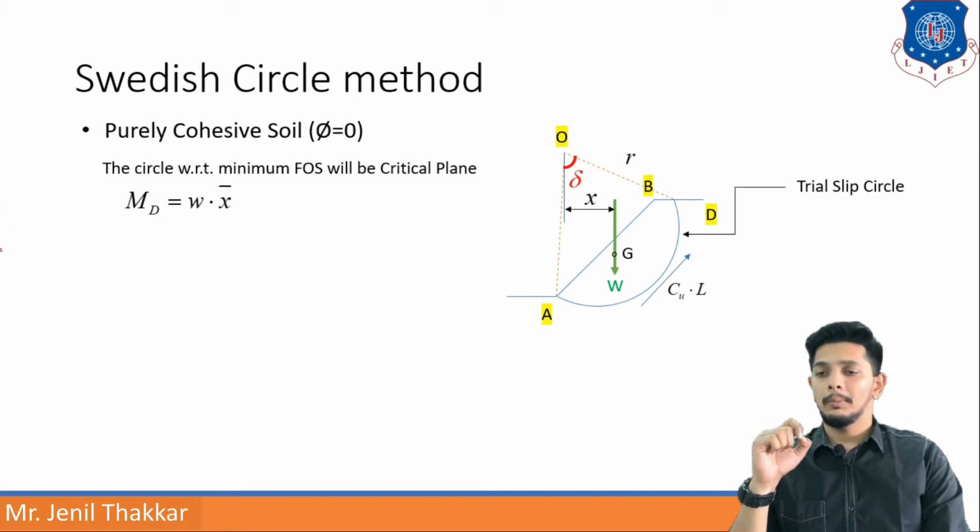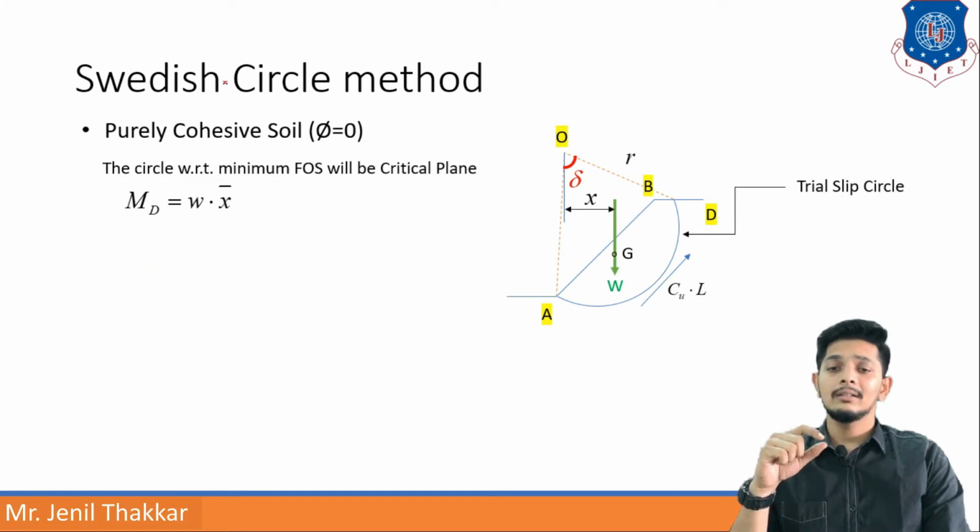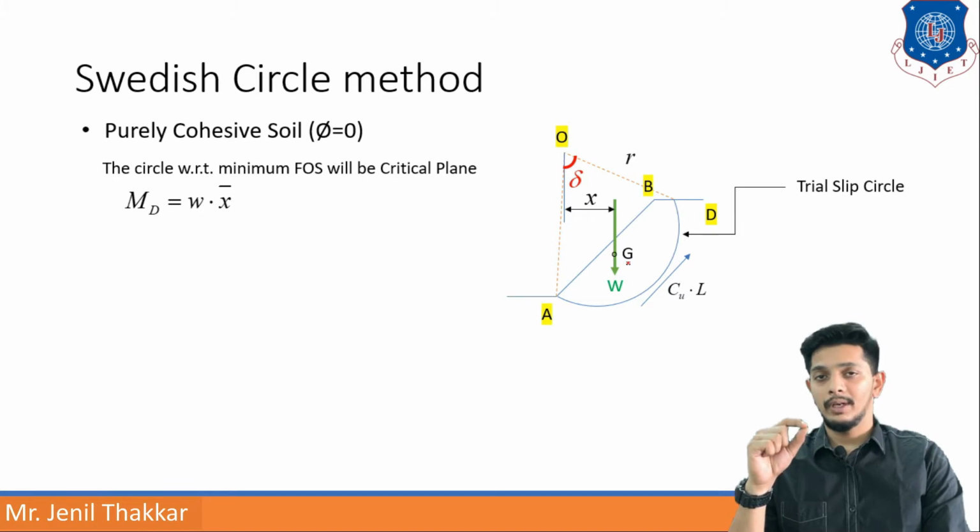The driving moment will be governed by the weight of the slope. The weight is the force, and you can see the x-bar distance here, so W into x gives me a moment. Now what is the x distance? It is the distance from the origin to the CG of the weight, or CG of the slope. That is how we can calculate the driving moment.